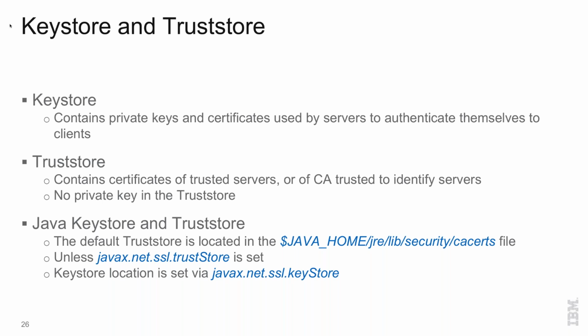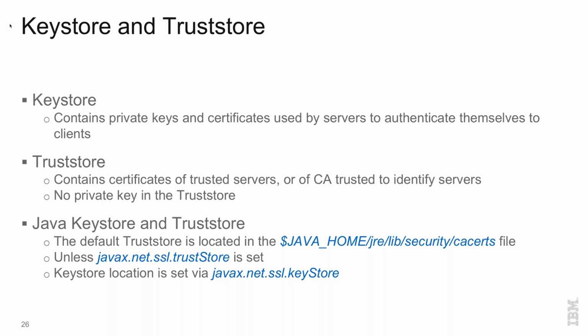When you talk about certificates, and when you're debugging or setting up SSL or TLS, there are two words you will hear a lot. One is the key store, and the other is the trust store. The key store is basically used by the server to authenticate itself, which will contain the private key and the certificate, which contains the public key and the signature.